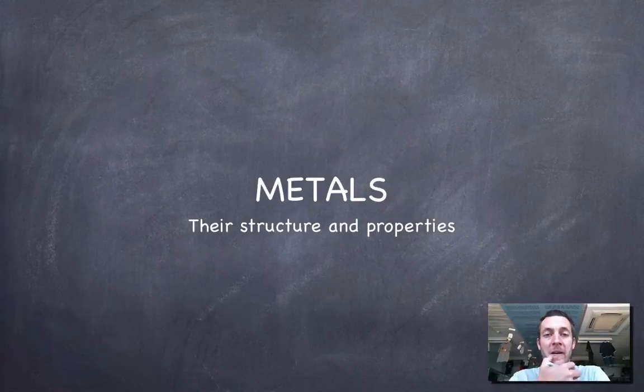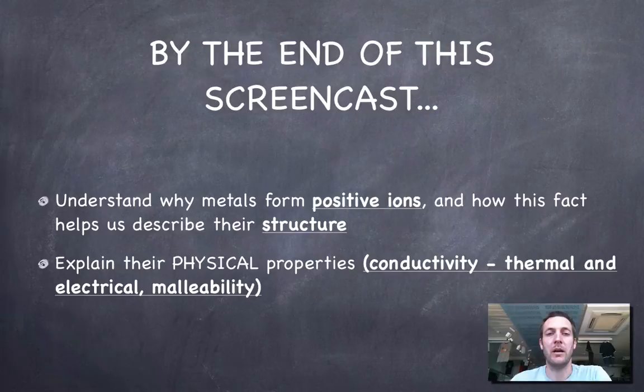It's the second in a series of films about standard level bonding. Hopefully by the time you've got here you know how to spot what type of bonding there will be in a substance, and hopefully by the end of this film you'll understand why it is that metals tend to form positive ions and how this fact actually helps us explain why they have the structure that they do. And we'll then use this structure to explain a few of their physical properties.